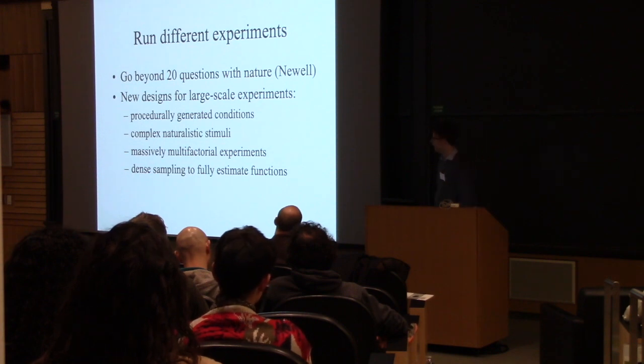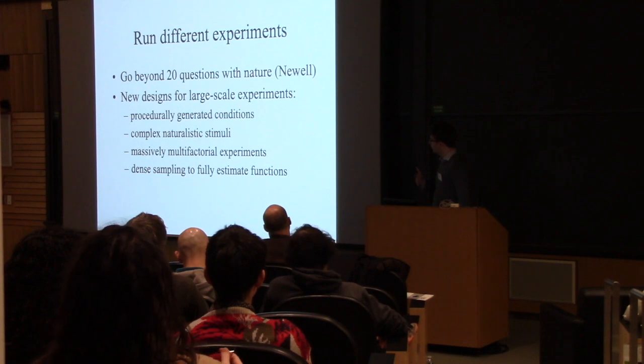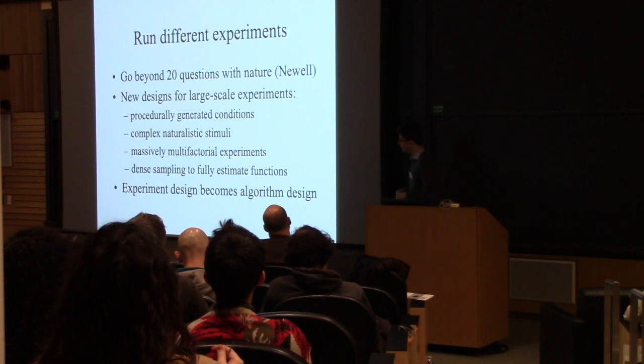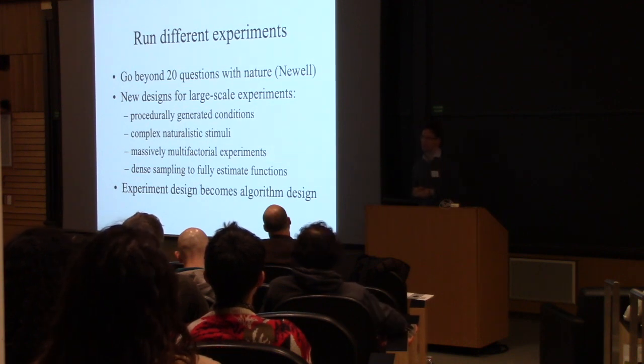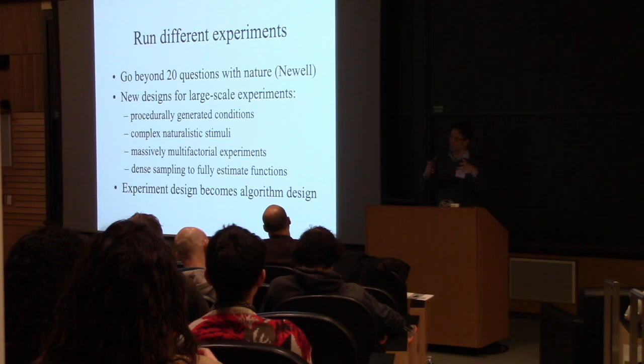So I think the bigger picture slogan here is that we can start to think about much more complex kinds of designs and ways of being able to probe the space of possible experiments. And so one of the slogans that we use for thinking about this is experiment design becomes algorithm design, right? That we use the kinds of tools that we're used to using as computer scientists for thinking about how to design automated systems for discovering the structure of something or how to get the most bits from a set of queries.